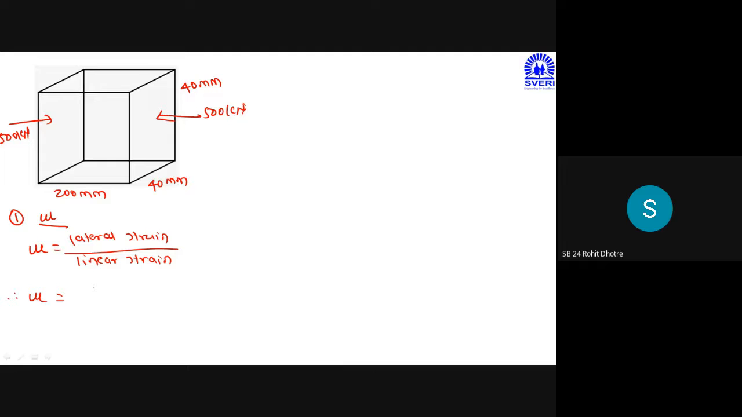Depth. We have to consider the depth because depth is present along the vertical axis, but force is not applied in the vertical axis. Force is applied in the horizontal axis only. Therefore, in the horizontal direction, there will be the linear strain. Linear strain means change in length upon original length, and lateral strain is equal to change in depth upon original depth.